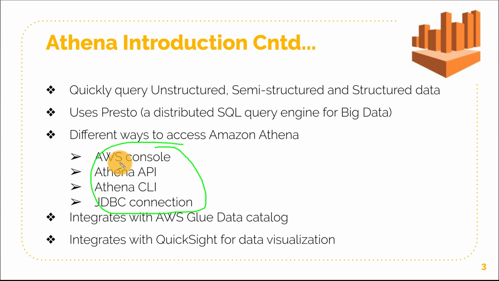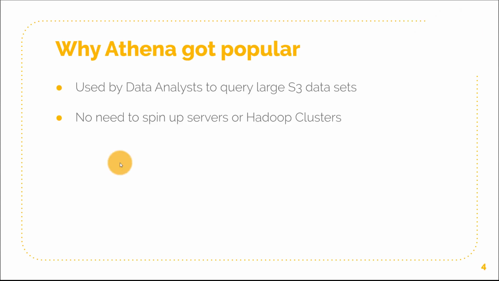One good thing about Athena is it integrates well with other AWS services like Glue and QuickSight. So AWS Glue is an ETL tool and QuickSight is a BI tool that provides insights and visualizations and interactive dashboards. You can create pie charts and bar graphs with the Amazon Athena results. Let's move on. So let's talk about why Athena got popular.